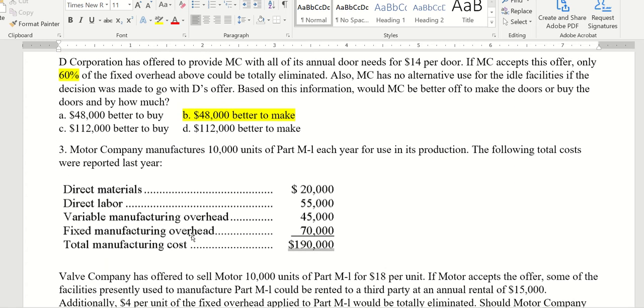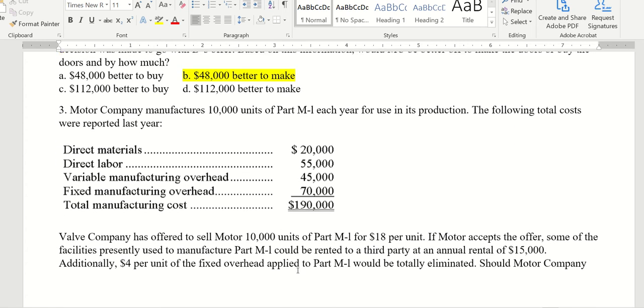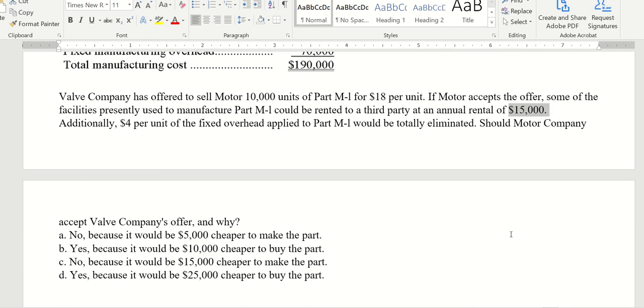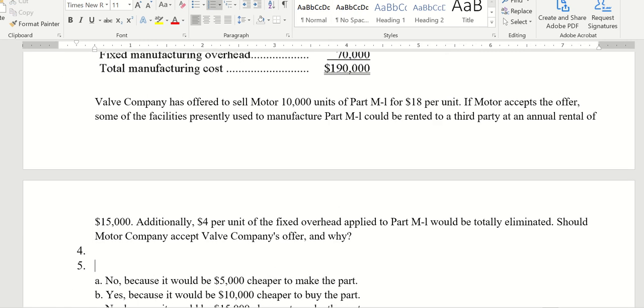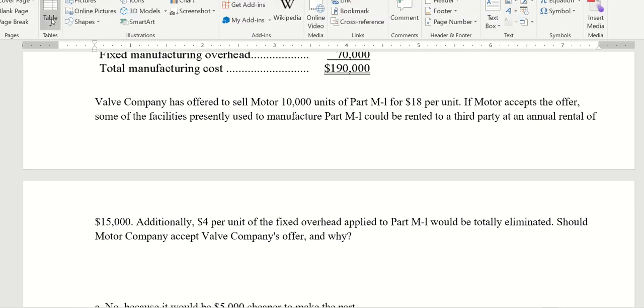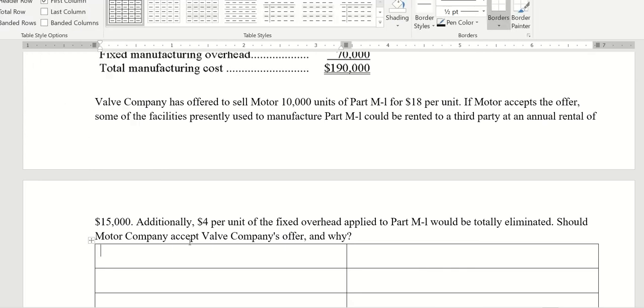And so we're going to use the same process, but this time it just gives you the dollar amount, so it doesn't give you a percentage, and then it does have an opportunity cost, which we're going to add to the make side. And so let's insert a table this time to make it clear. And we're going to do make over here and buy.